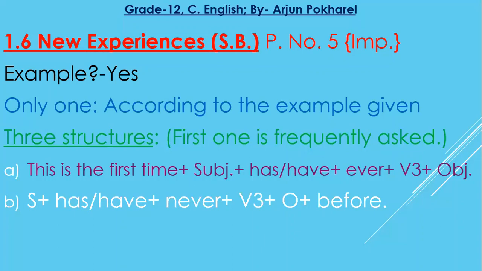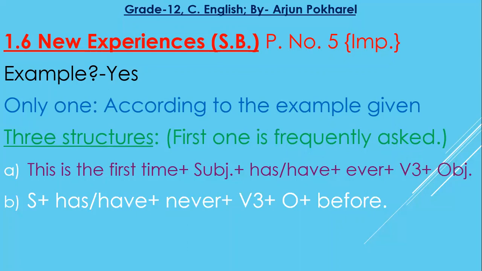Another structure that shows your new experience is: subject plus has plus never plus V3 plus object plus before. You have to add "before" there. Here too the present perfect tense is used, with "never" and "before". Never before means this is your first experience, this is your new experience.